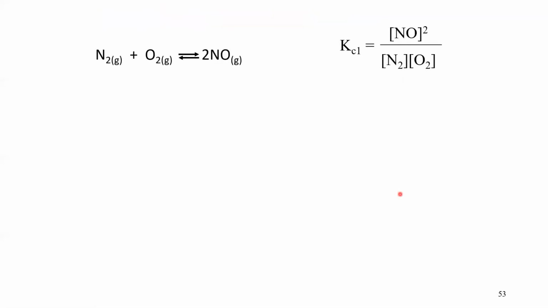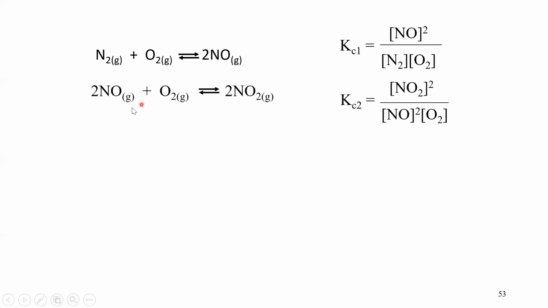So let's look at something else. Let's say that we have nitrogen and oxygen producing nitrogen monoxide. Okay, well, the K expression is the concentration of the products over the concentration of the reactants raised to the power of the coefficient in the balanced equation.